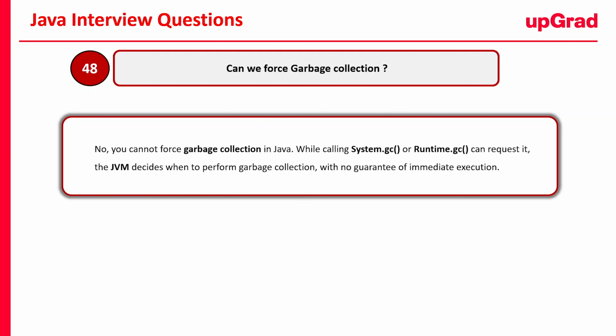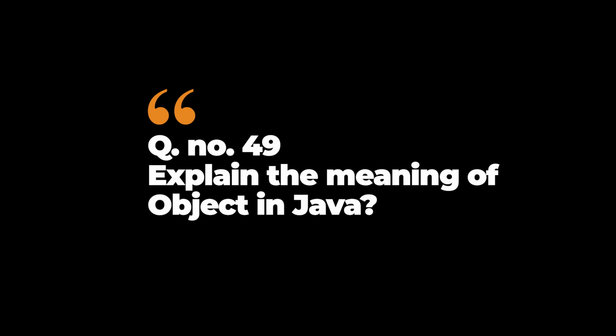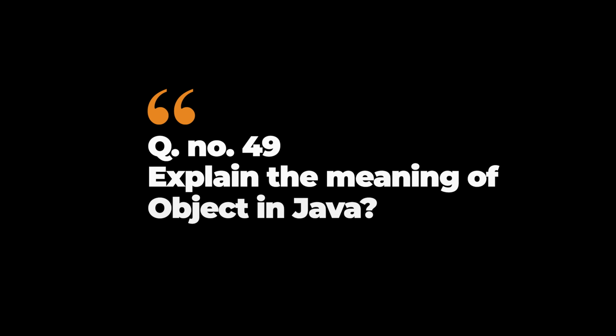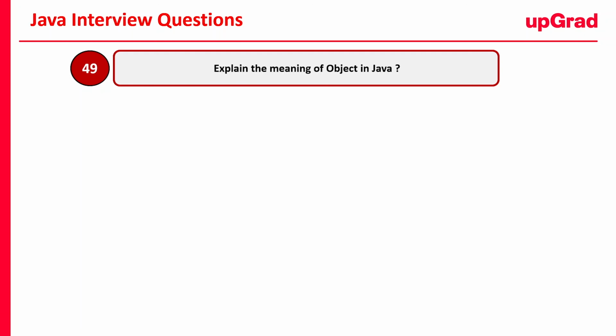Now coming to question number 49, which is the second last question. Explain the meaning of object in Java. It is one of the most important questions. So if an interviewer asks about the meaning of object in Java, they are likely testing your understanding of the fundamental building block of Java, which is related to Java OOPS concepts. So here's how you can explain it.